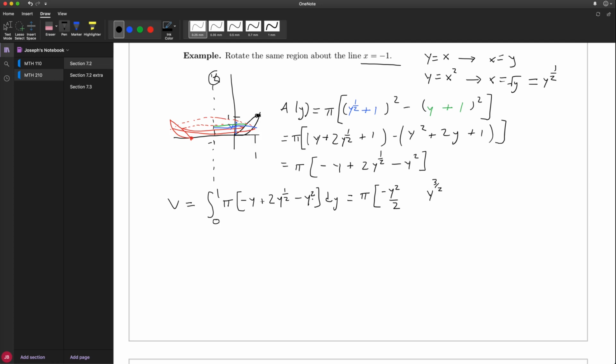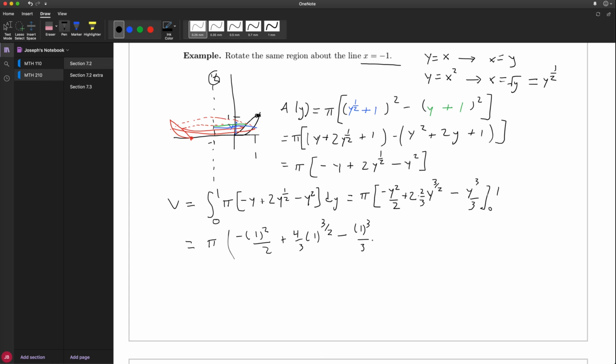I already have a factor of 2 there, so I get plus 2 times 2/3, which is 4/3. Plugging in 1, we get minus 1 squared over 2, plus 4/3 times 1 to the 3/2, and then minus 1 cubed over 3.